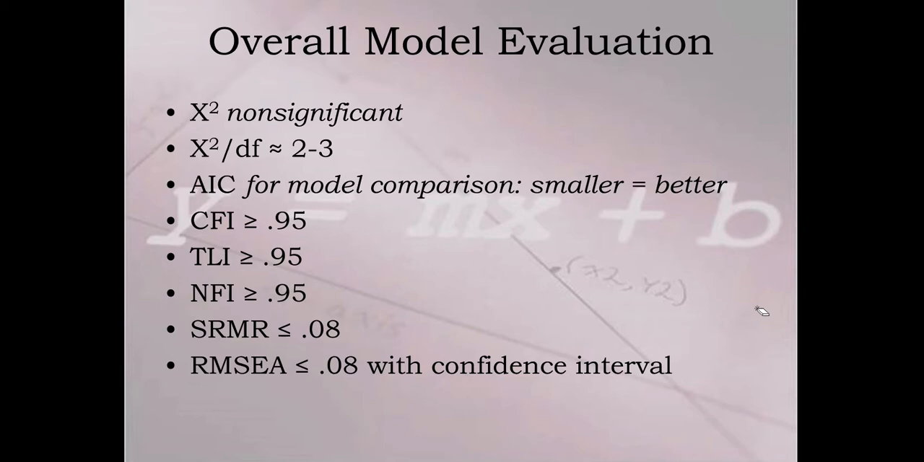Normed fit index is basically like the Tucker-Lewis, but it doesn't include degrees of freedom. So there are lots of different ones. You typically will only see one or two reported. CFI and GFI are the most common, but sometimes you'll see Tucker-Lewis if you want to do what's called a parsimony adjusted model fit.